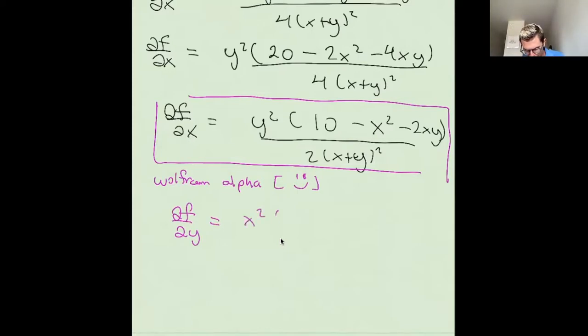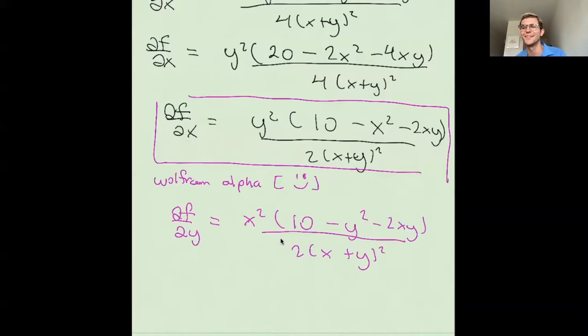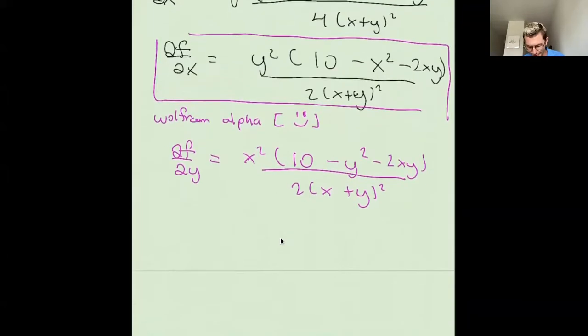It's essentially the same. You get x squared times 10 minus y squared minus 2xy divided by 2 over x plus y squared. No, Wolfram Alpha is not the second method. But it could make the first method a lot friendlier. But no, you'll see. Okay, so we find the two partial derivatives, right?